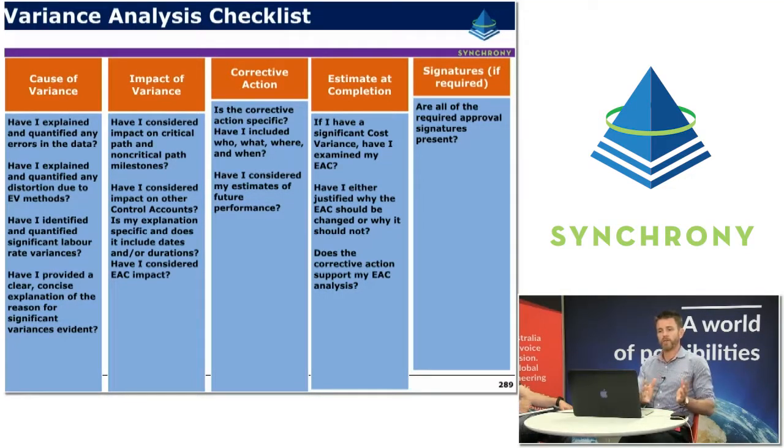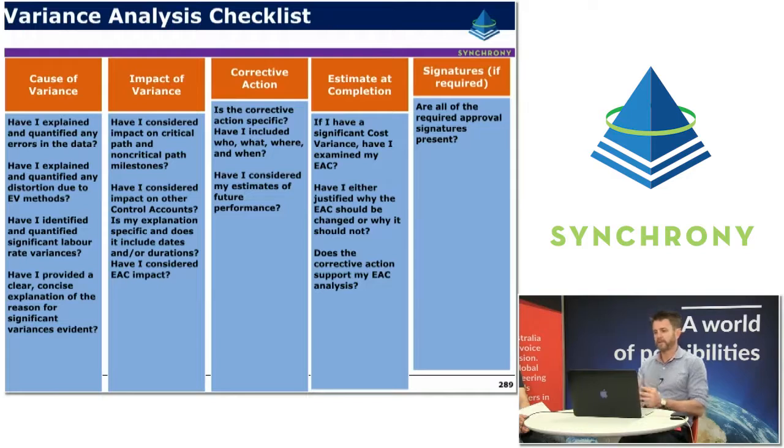Having understood the root cause, it's then about the impact of the variance. So have I considered the impact on critical path and non-critical path activities? Have I considered the impact on other control accounts? Is the explanation specific and does it include dates and or durations? And have I considered the impact on the EAC or our forecast costs? So we don't just consider the flow on impact, we also consider corrective actions that need to be taken as well. Are the corrective actions specific? Have I included who, what, where and when? Have I considered my estimates of future performance?